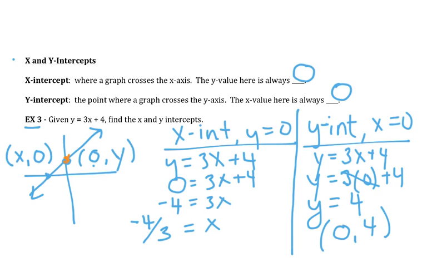And that makes sense because when we look at our original function, we know 4 is the b value, and the b value is always the y-intercept. Our coordinates for the x-intercept are negative 4/3, 0. And that's right here.